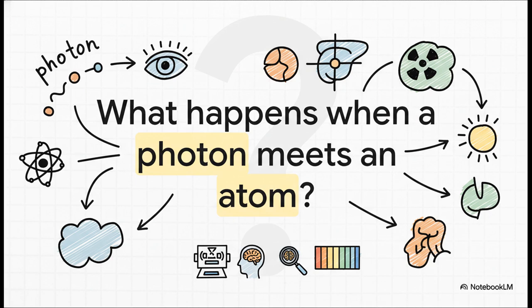So this is the big question, right? This is what we're really digging into. Because the answer isn't just one thing, it's like a whole menu of possibilities. The way a single photon and a single atom interact can play out in wildly different ways. And it all hinges on one single crucial factor.